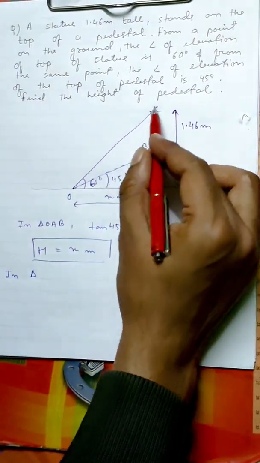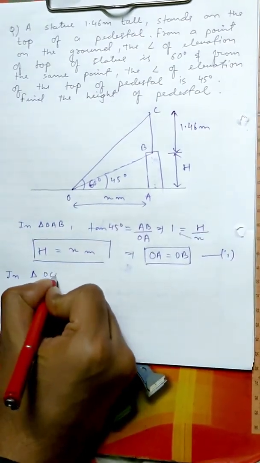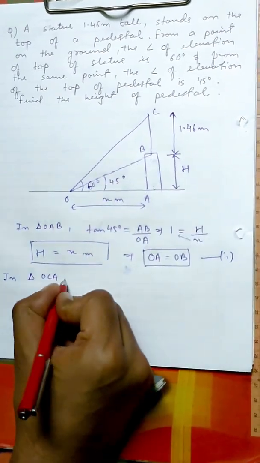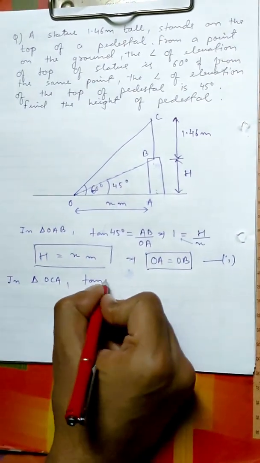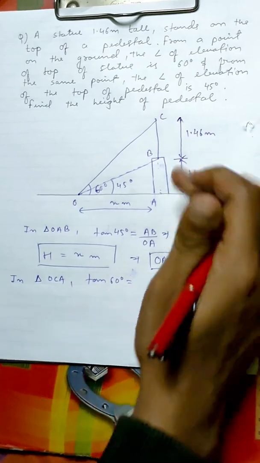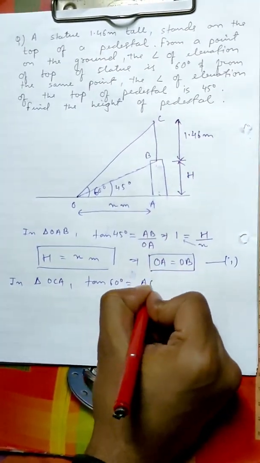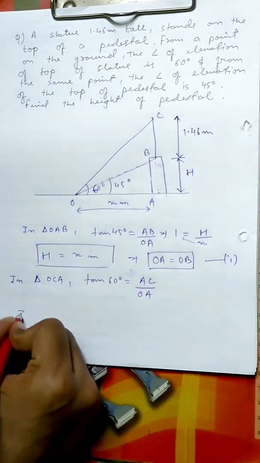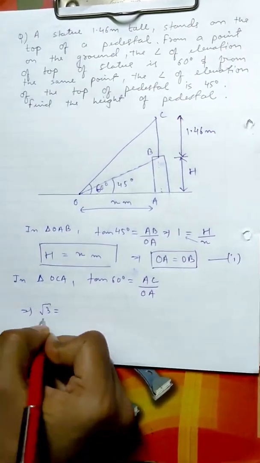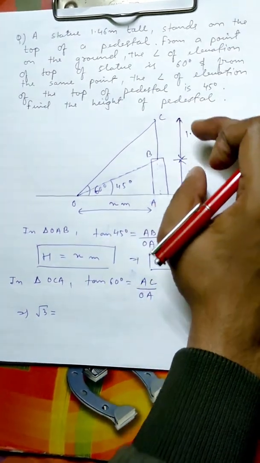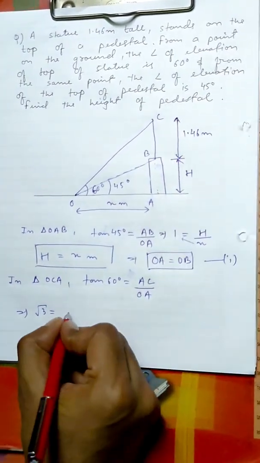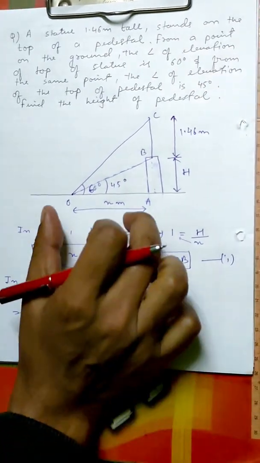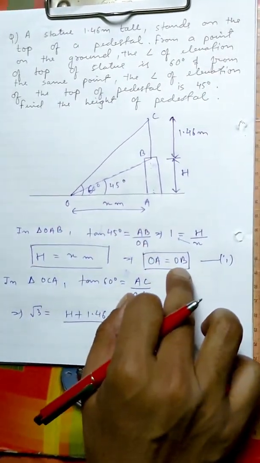Now the bigger triangle OCA. You can name the triangle however you want. Tan 60 equals perpendicular AC by base OA. The value of tan 60 is root 3. AC is our H plus 1.46. So H plus 1.46 over OA.